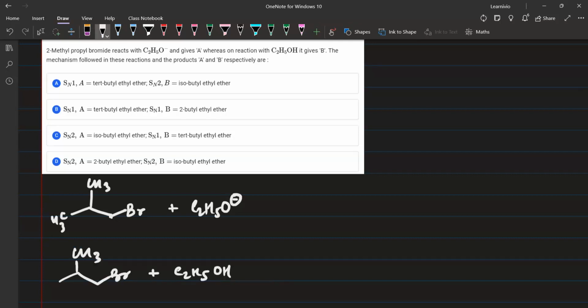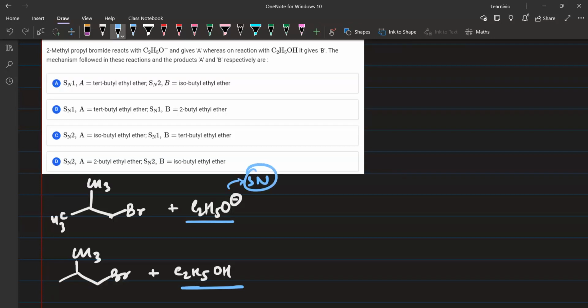Now, if you see here, both of these are 1 degree. This is also 1 degree. I mean, both of these are the same molecule itself. There's no difference here. The difference we are having is in the nucleophile, O negative and C2H5OH. As you see, O negative is there, so it is a strong nucleophile.